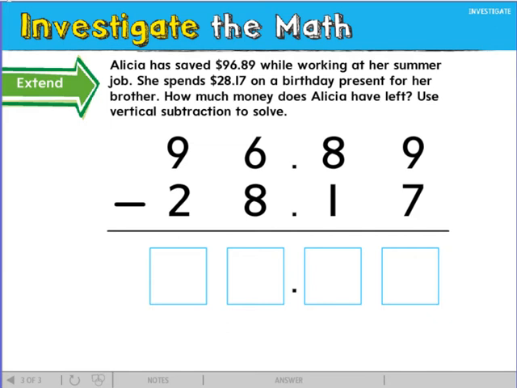Okay. Alicia has saved $96.89 while working at her summer job. She spends $28.17 on a birthday present for her brother. How much money does Alicia have left? Use vertical subtraction to solve. Vertical subtraction is, we just stack them on top of each other, okay?